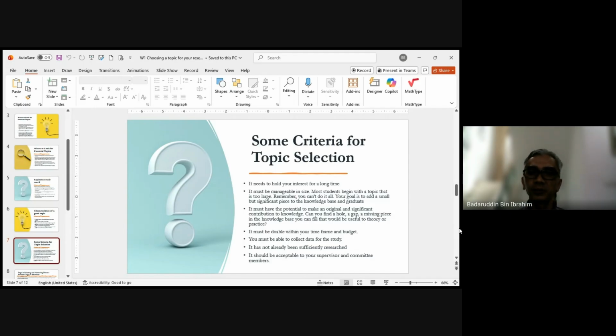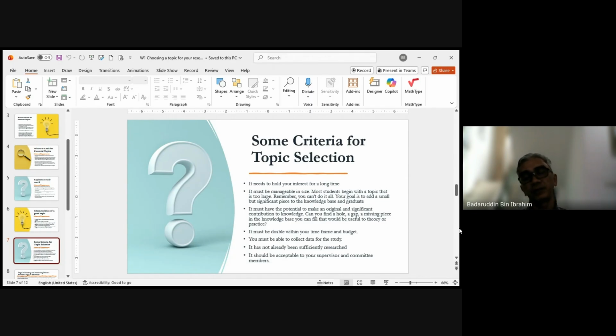And then, of course, it must be manageable in size. Most students begin with a topic that's too large. Remember, you can't do it all. Your goal is to add a small but significant piece to the knowledge base and graduate. That is the most important keyword. Graduate, the most important thing. In research, you're not trying to solve everything.